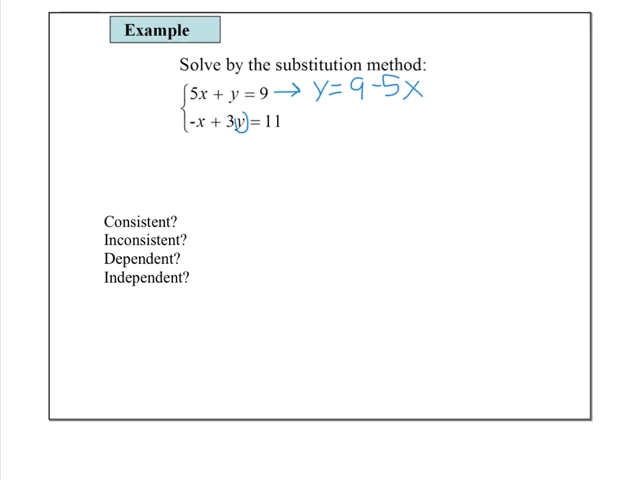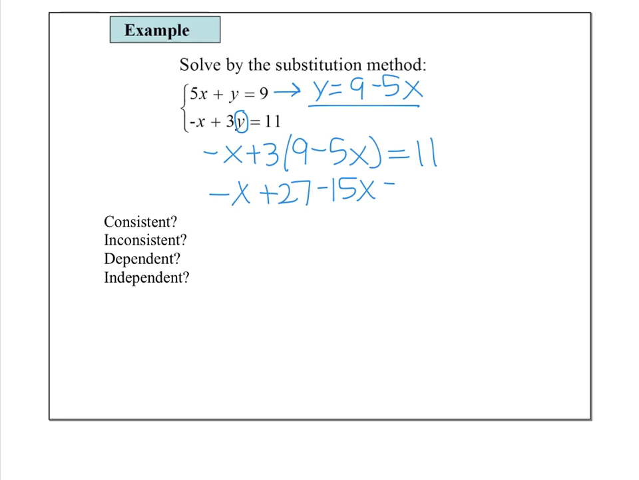So what I do is I replace the y in the second equation. We have to make sure that we're not plugging it back into the first one. So we have negative x plus 3 times what we had for y, so 9 minus 5x, and that's equal to 11. So negative x plus 27 minus 15x equals 11. We can combine to get negative 16x is equal to negative 16. So therefore x has to equal 1.